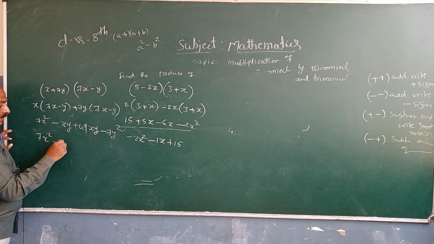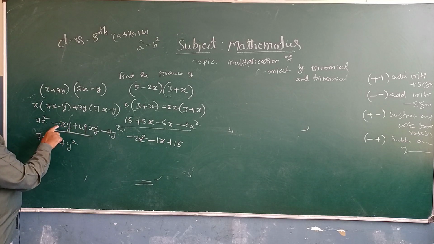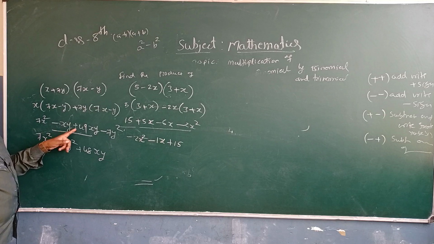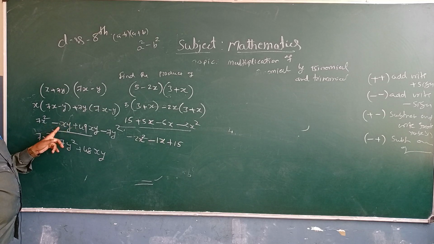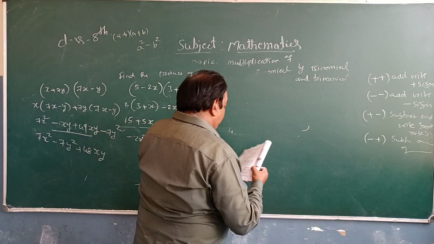7x square minus 7y square. 49xy minus 1xy. Here is 49, here is 1. 49 minus 1 is plus 48xy. One is plus, another is minus. Subtract and write the greater number's sign. So, some more problems.